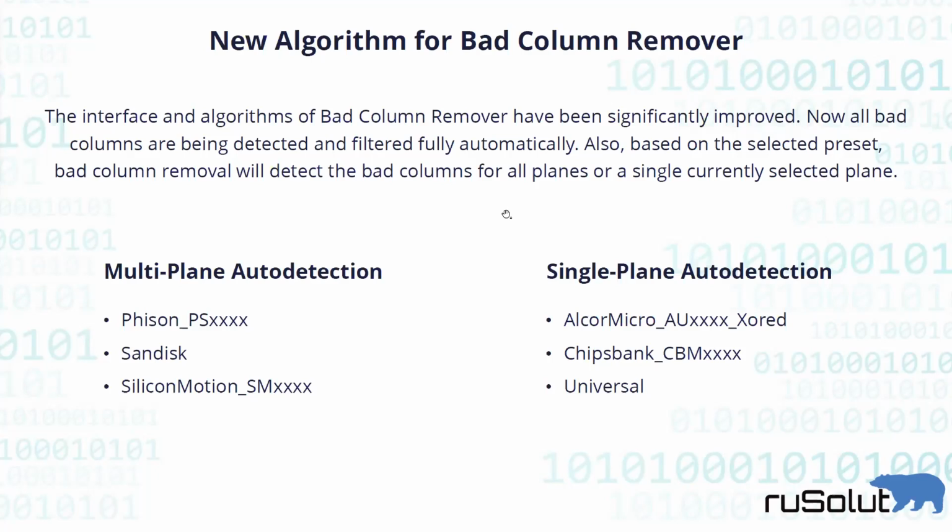In case of other controllers, in case of Alcor Micro, ChipsBank controllers, and some other controllers, they may use single plane page allocation mode in the majority of cases. And in this case, you have here a single plane auto detection, which means that you have to run auto detection yourself for each plane. So you have to switch it manually. And of course, this type of auto detection is bound with the preset which you will select.